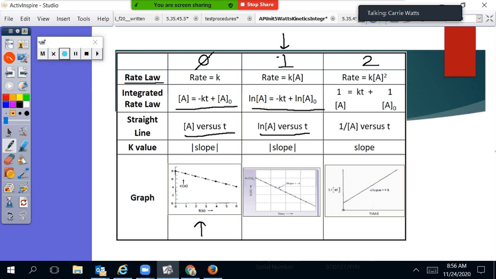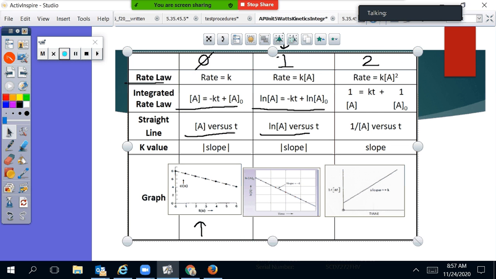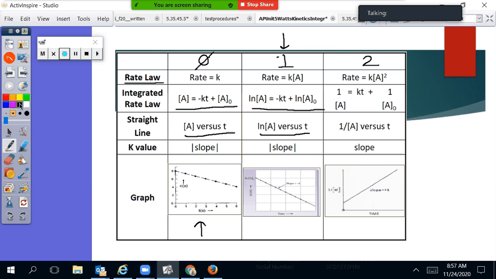Okay, rate order 2. Let me just adjust my formatting, actually, I'll just write in the lines. Give me one second. It should just be like that. So the integrated rate law is 1 over concentration of A equals KT plus 1 over concentration of A naught. Your straight line plot will be 1 over A versus T, and your slope, you don't need to take the absolute value, is going to be the K value.